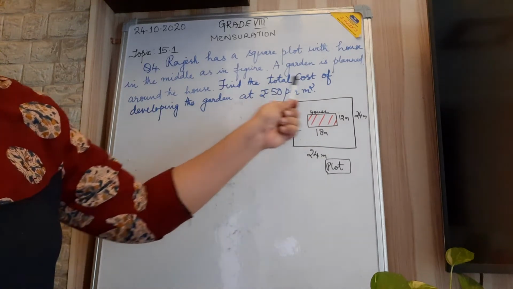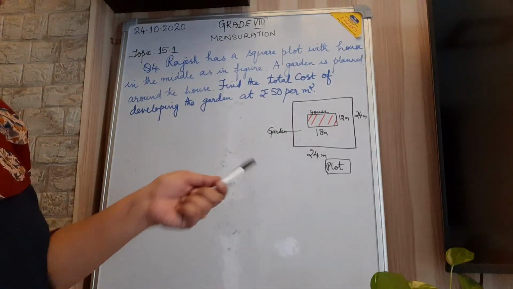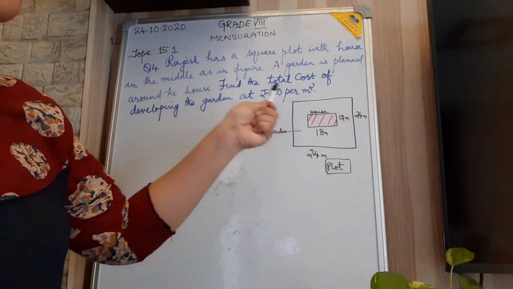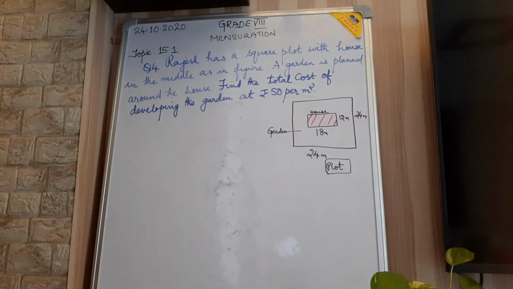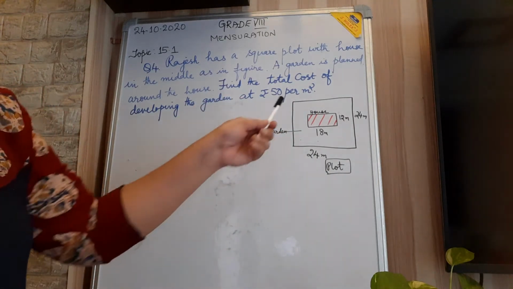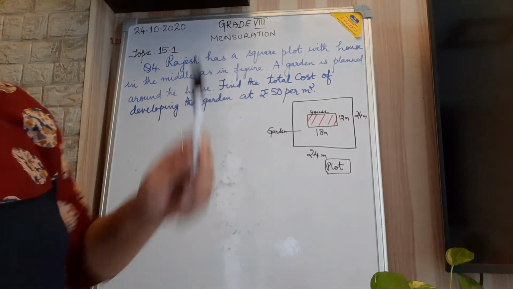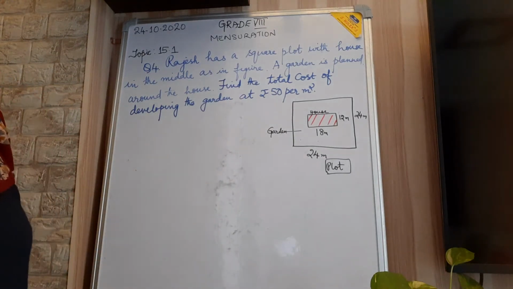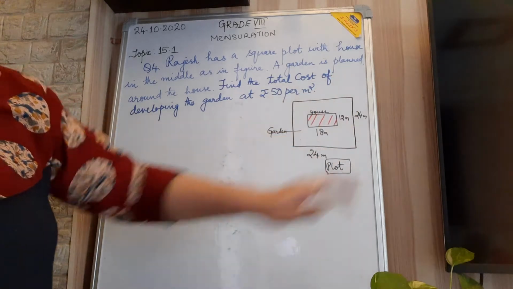So around the house he is planning to build a garden, and the total cost of developing the garden is rupees 50 per meter square. So what you have to find out? First you have to find out the area of the whole plot. Then you have to find out the area of the house. If you find the difference between both the areas, then you will get what? The area of the garden.